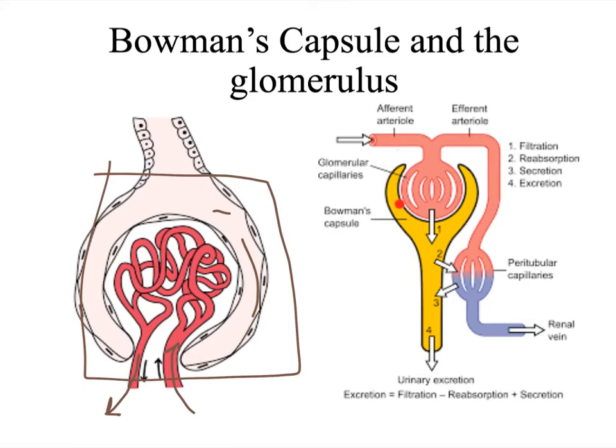So Bowman's capsule would be leading into the proximal convoluted tubule. What stays in Bowman's capsule, what filters out from the glomerulus and stays in this tubular system, is going to eventually be excreted as urine. What is in this glomerulus is blood, and is going to be filtered out. It's going to have some exchange going on with the peritubular capillaries, and then this will be going into the renal vein and into the vena cava.